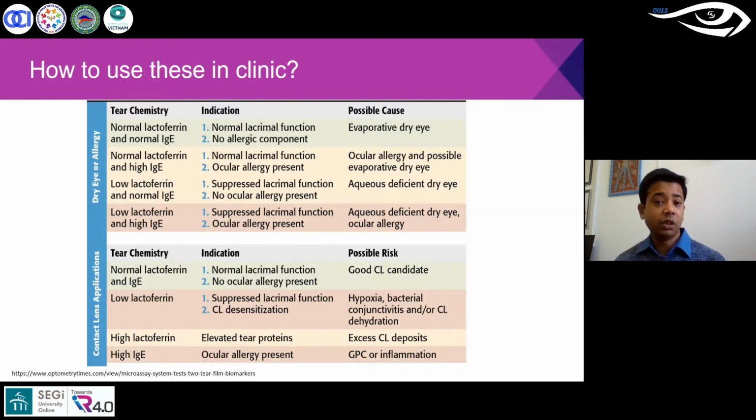And if it's a high IgE, which means definitely an allergic reaction is happening, for contact lenses it can be GPC, giant papillary conjunctivitis, and also inflammation going on. So a big cobblestone appearance can happen. So that's an allergic reaction to contact lens wear. So I think this table is telling us which direction we go based on just lactoferrin and IgE tests.